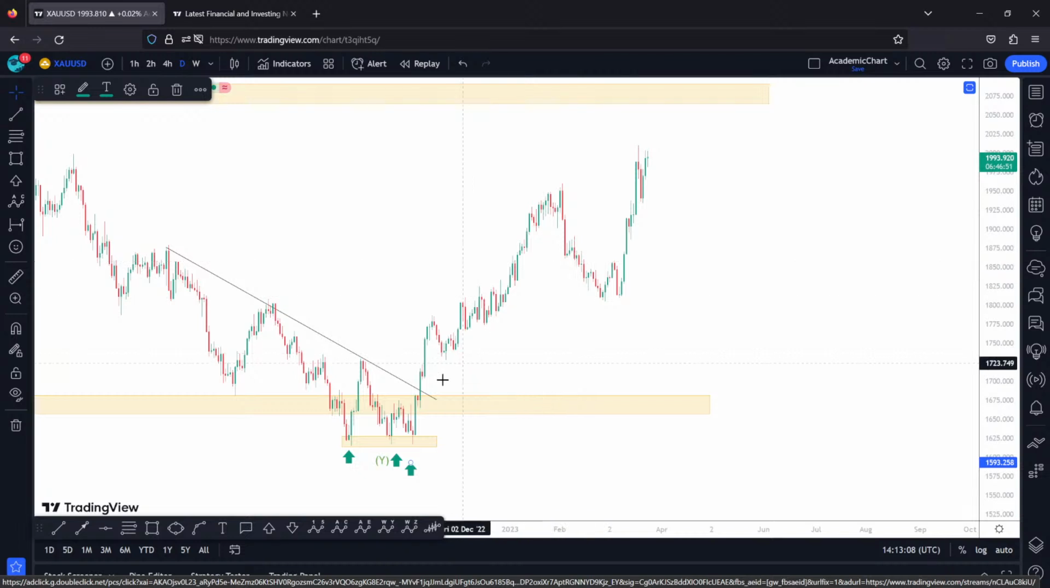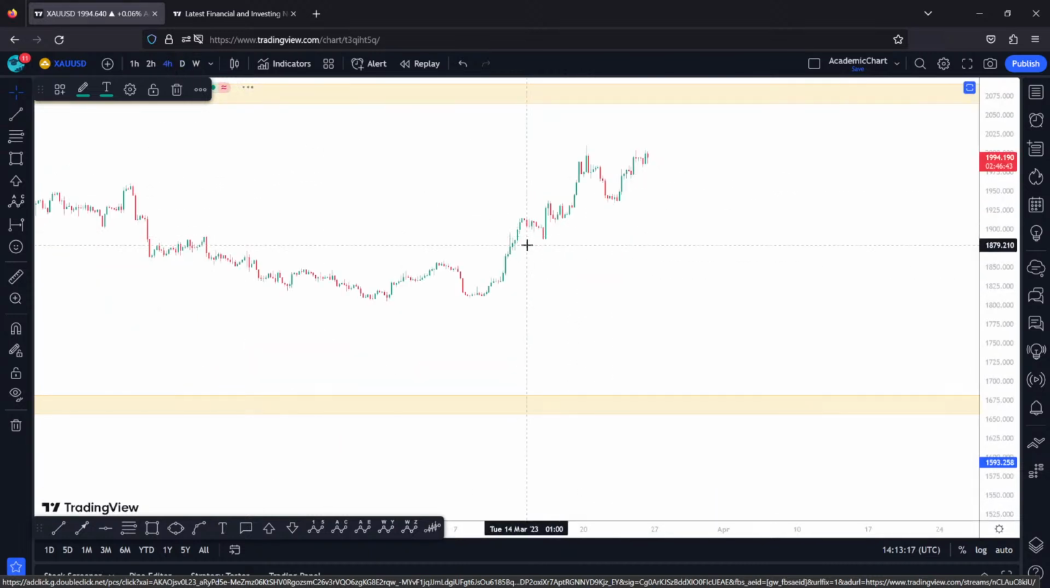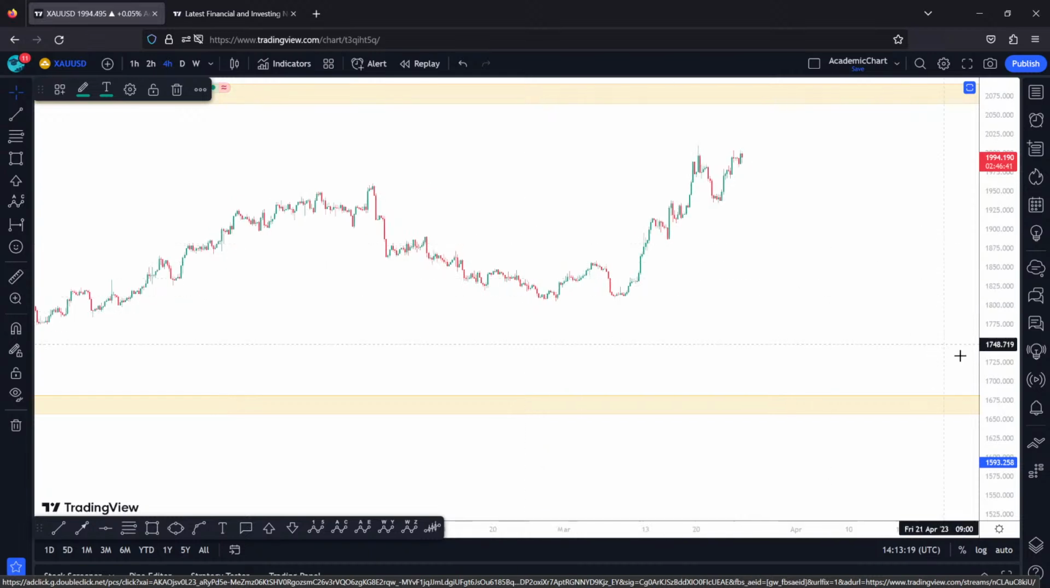But anyhow, we know that we had another impulsive wave after we reached this level. Now, I guess it is time to jump into the hourly chart.